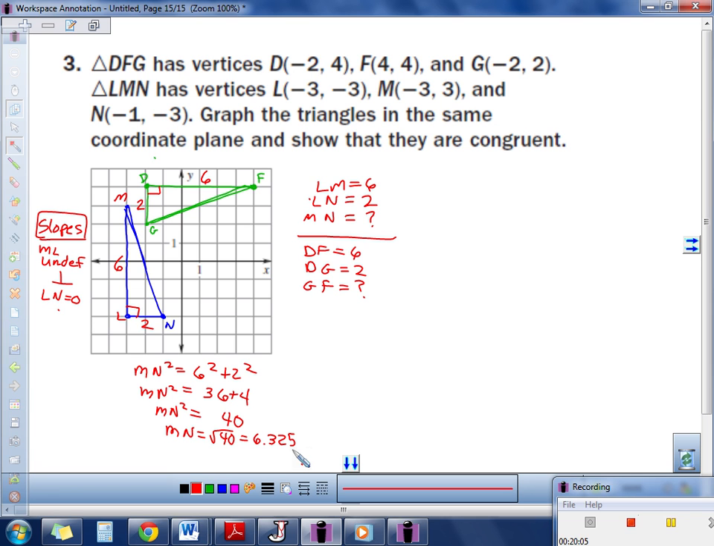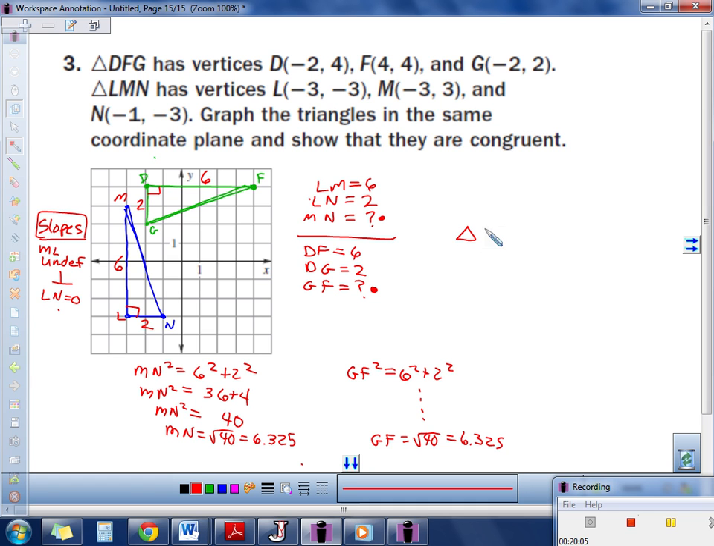Same thing over here. So I would be saying GF squared equals 6 squared plus 2 squared. And I would still get GF is square root of 40. And that's also 6.325. This would be a good amount of work shown in order to say that these two pieces right here are the same. You can then say that the triangles are congruent.